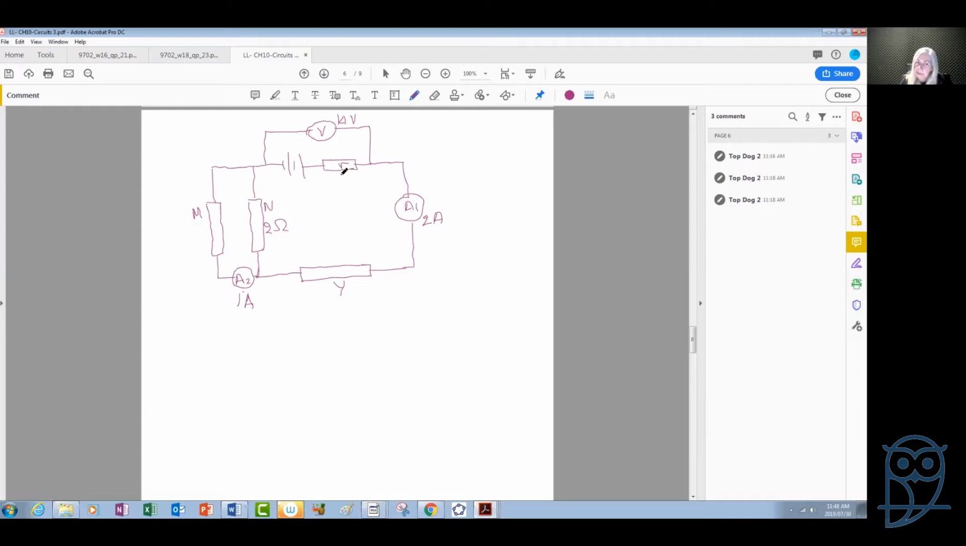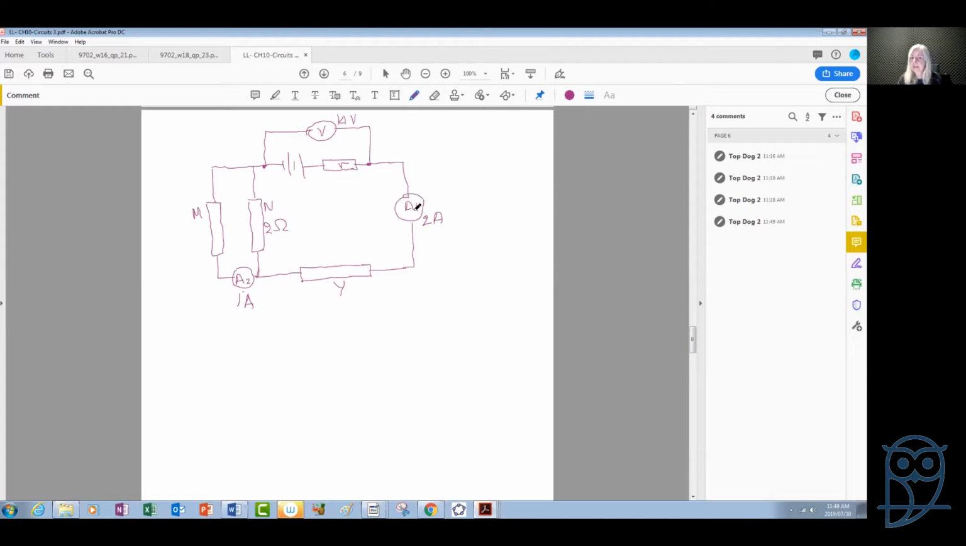The battery has an internal resistance, and we are told that the terminal potential difference across the battery is 14 volts. Okay, be careful. This 14 volts includes the potential drop across the internal resistance. So it's across the whole battery, across the real terminals of the battery. That's why we call it the terminal potential difference across the battery. What else do we know? So we know these 14 volts. We also see that there are two ammeters connected.